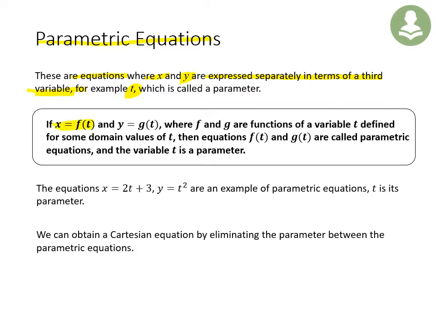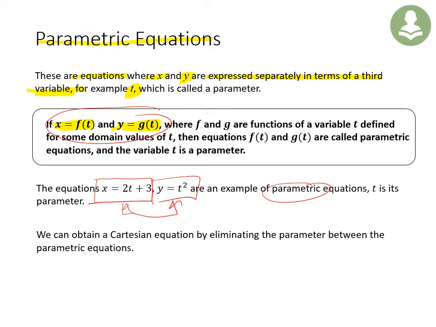For example, if I have x equals f(t), y equals g(t), this is a set of parametric equations. So let me give you a specific example: x equals 2t plus 3, y equals t squared. This is a set of parametric equations.